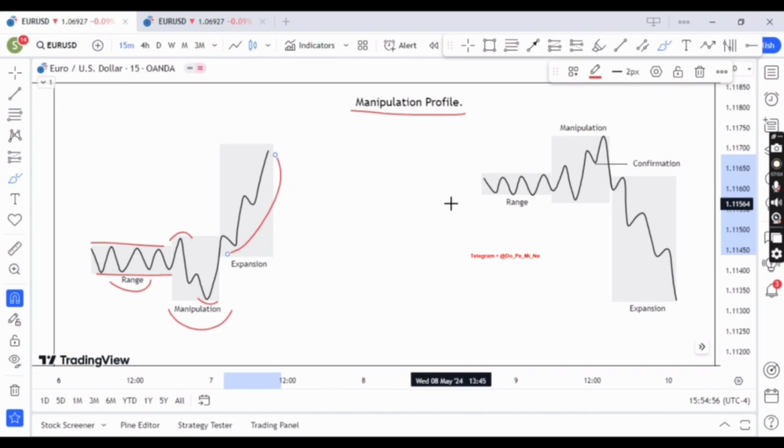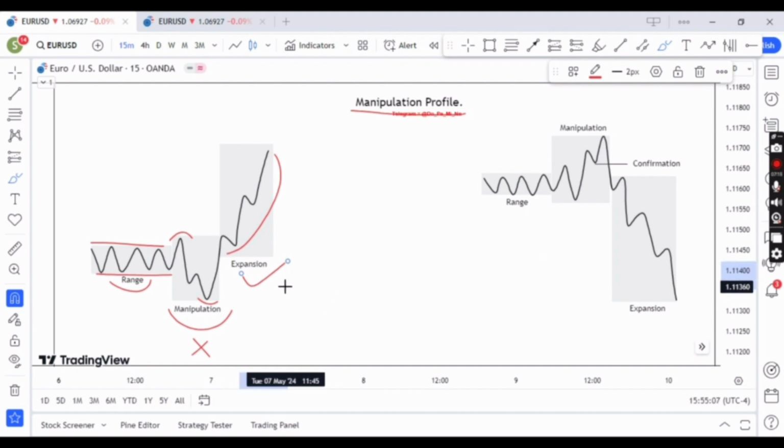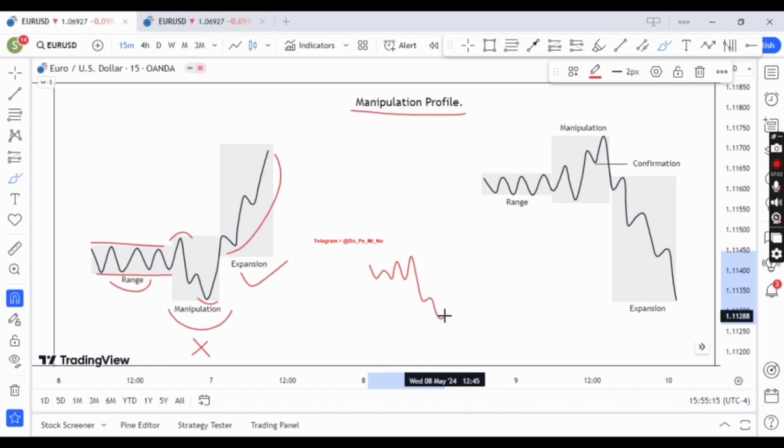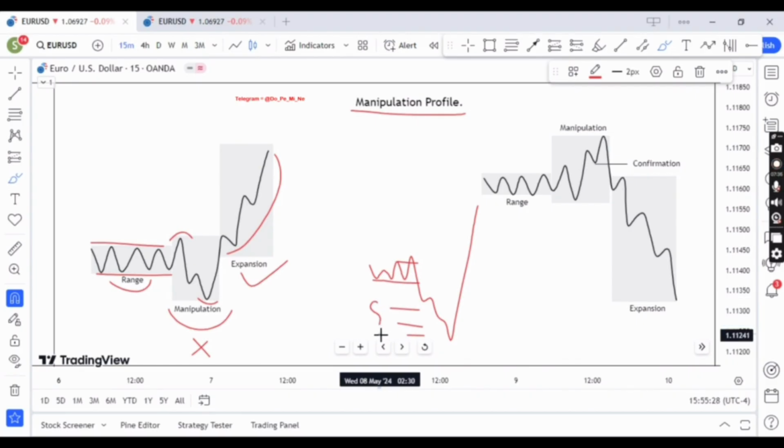Now with this profile you can avoid getting caught in a manipulation, or what some people call a judo swing, right? Now you can trade this judo swing, but you can never know or measure how far this manipulation is going to be, because let's say you took a turtle soup entry once liquidity was taken or a high or low was taken, then you cannot accurately measure where you're going to put your stop loss, because price can either have a big manipulation or a longer one or a small one, and you cannot measure it, right? It can take your stop loss and then expand in your designated direction.